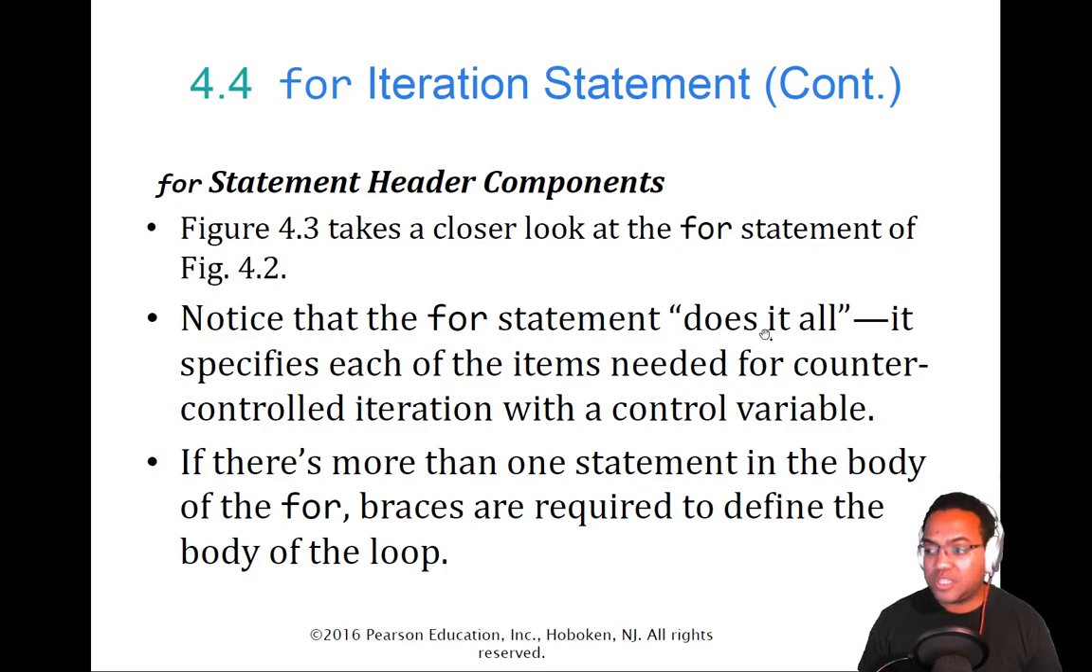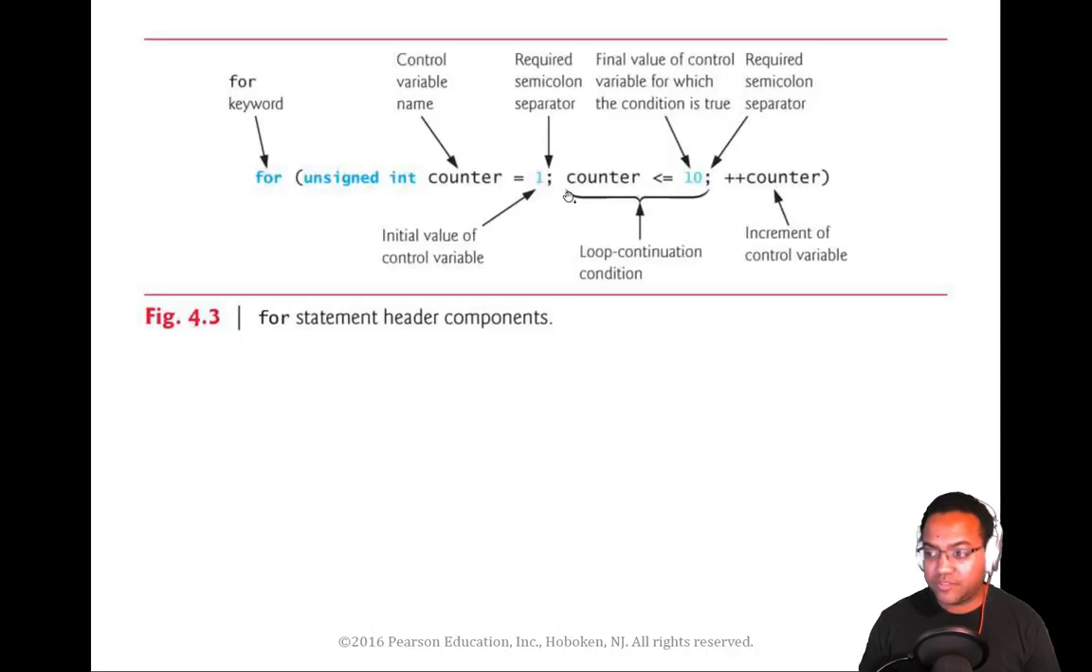So notice that the for statement does it all. It specifies each of the items needed for counter-controlled iteration with a control variable. Let's look at the for loop. So for int counter equals 1, or I, you can put I there. It doesn't matter. It's just a variable name, just a placeholder. While counter is less than or equal to 10, increment counter by 1. That's all that's saying.